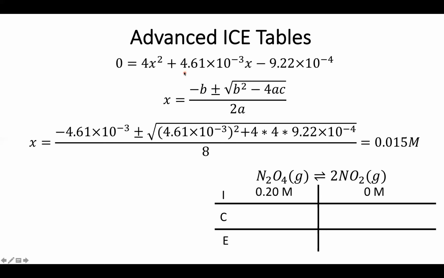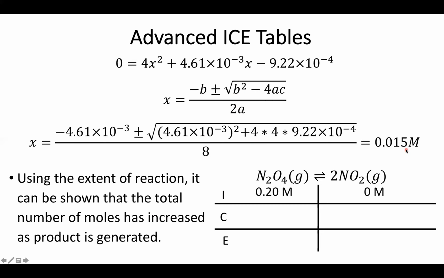So here, our b value is going to be our 4.6 times 10 to the negative third. Our c value is going to be negative, which will make sure this whole inner part is positive. And then we have a value of 4 for our a, which helps simplify things out. So we go ahead and plug in all of these values, do the math, and we end up with an extent of reaction of 0.015 molar. So we can then go ahead and plug this into our ice table. We're going to decrease the concentration of our dinitrogen tetroxide and generate some nitric oxide in response.